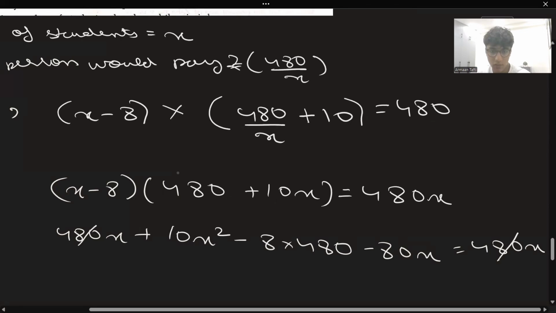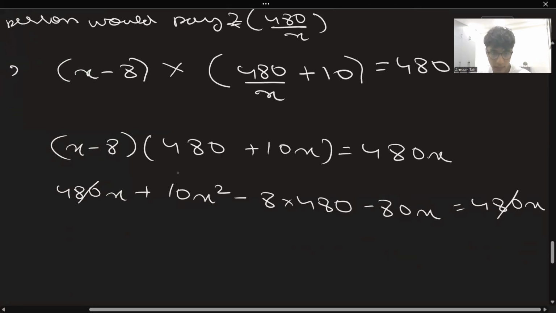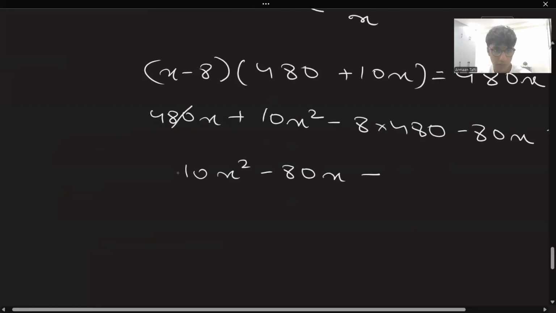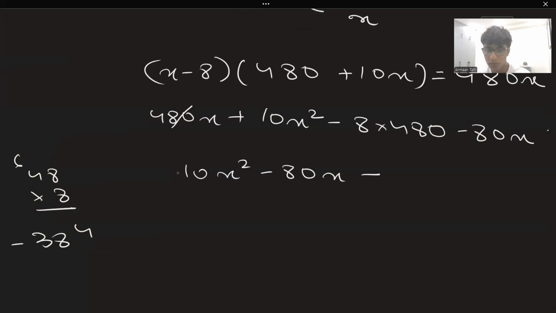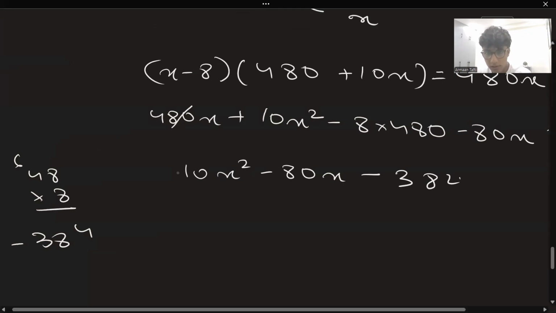Cancel the 480s out from both sides. And now you have 10x squared minus 80x minus, what is 480 into 8? I'm literally solving the questions in front of you as I would solve them on paper. So you know what you're supposed to do, right? I'm not using a calculator. I'm not memorizing the answers beforehand. It's just me solving them live. 8 sixes are 48, 8 fours are 32, 38.